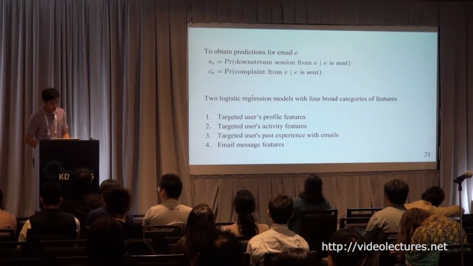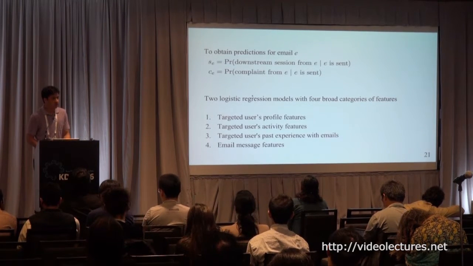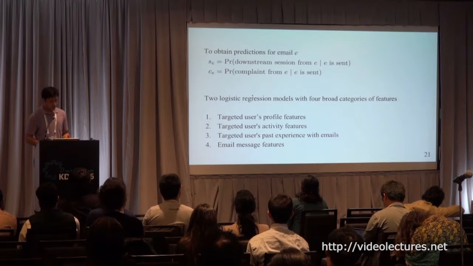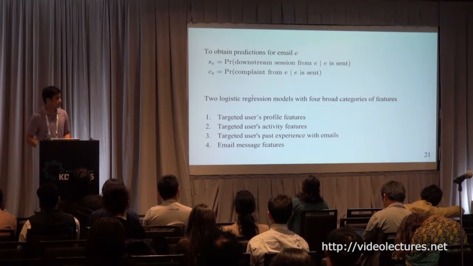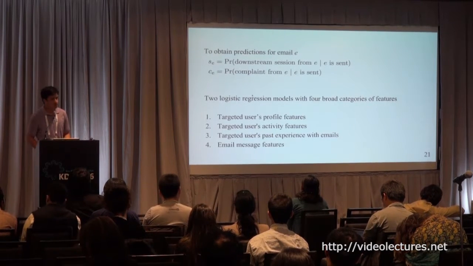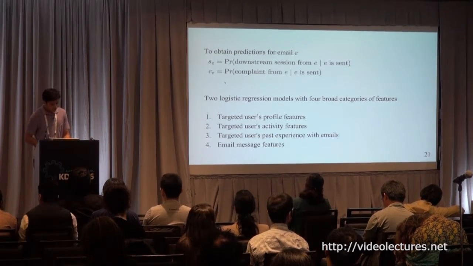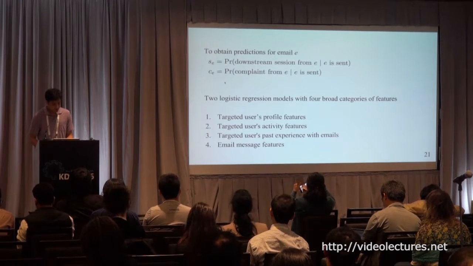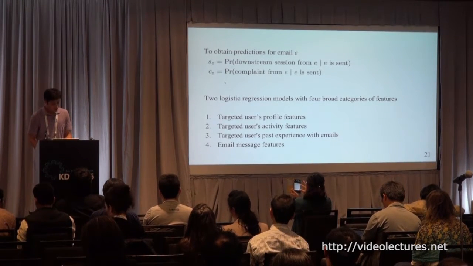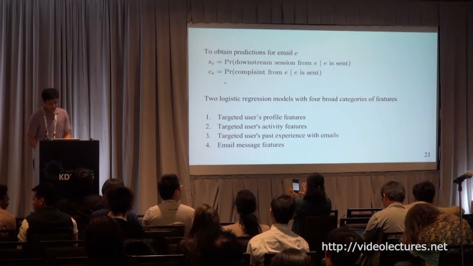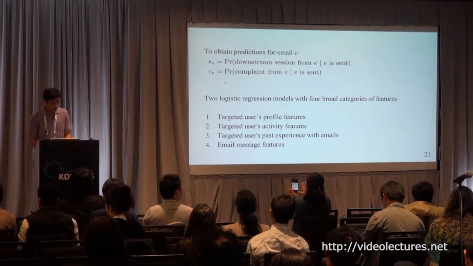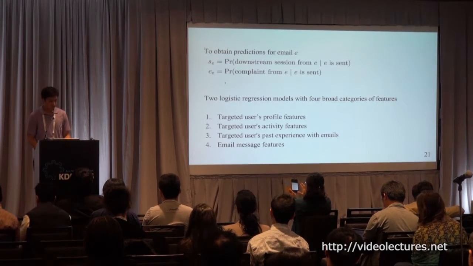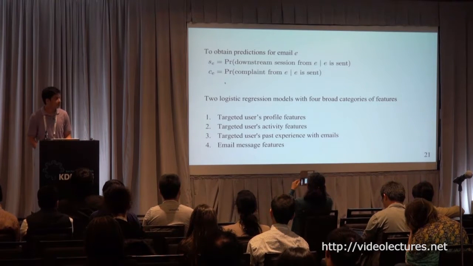The first one is the targeted user's profile features, such as member locale, age. Just to remind you, whenever an email gets generated, it's always generated for a specific targeted user. So we always include not just the email features, but also the features of the targeted user when we are coming up with these prediction models. So we have targeted user's profile features, targeted user's in-app activity features, such as the member's last visit time, the number of sessions over the past week, past month, the targeted user's past experience with emails, such as number of emails received in the past week, number of emails clicked in the past week, and email message features such as the type of message, the language of message, length of message.